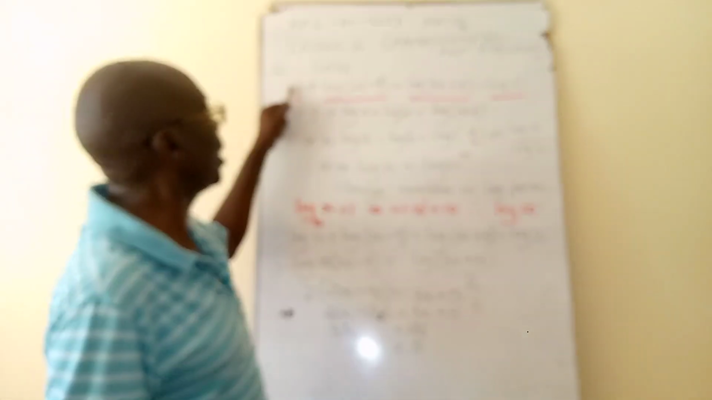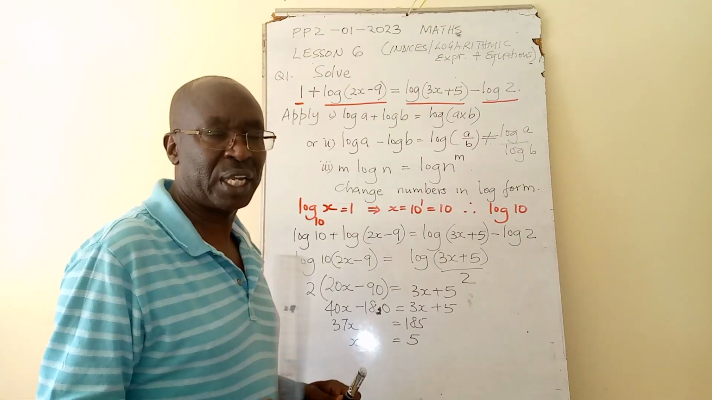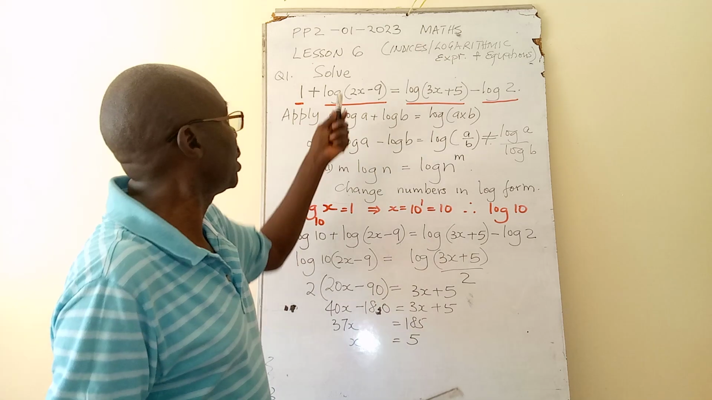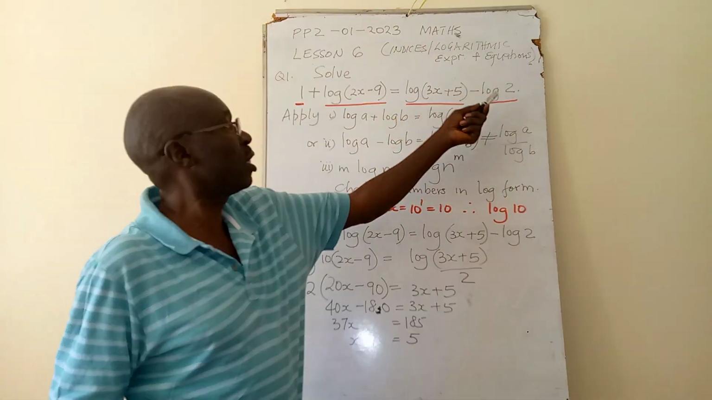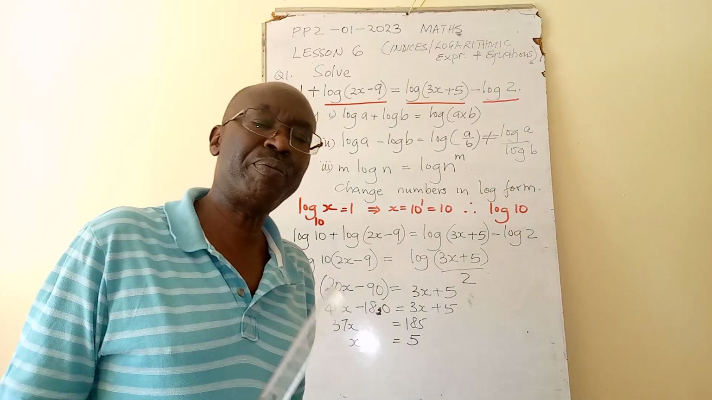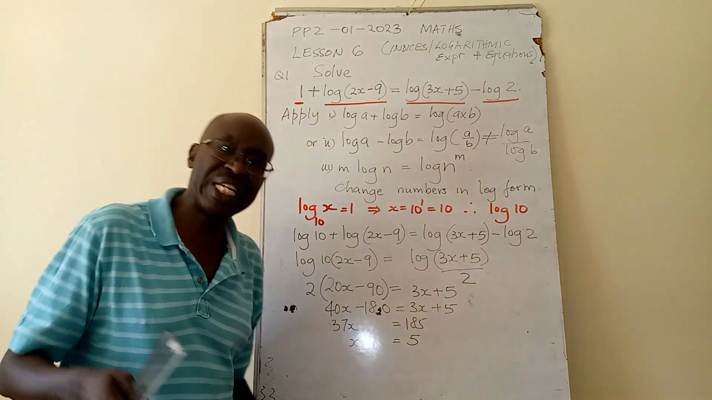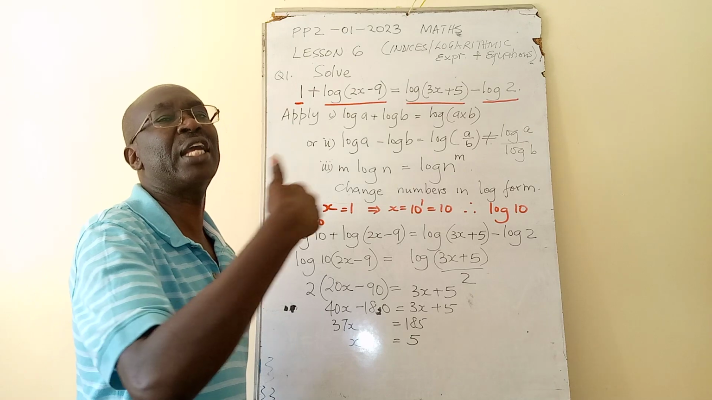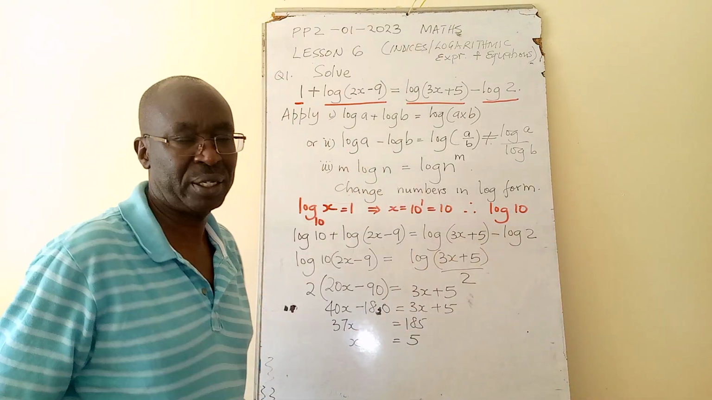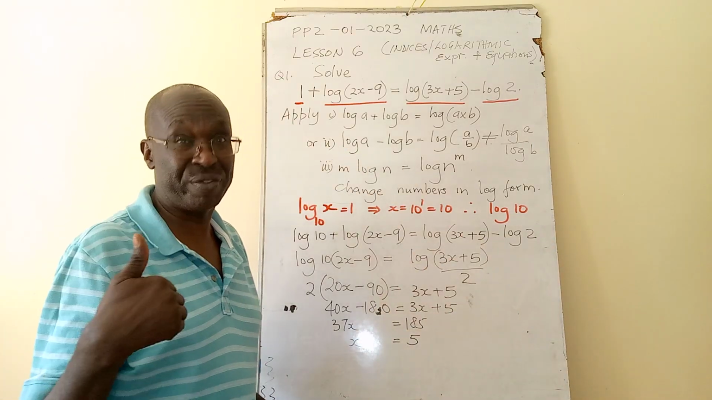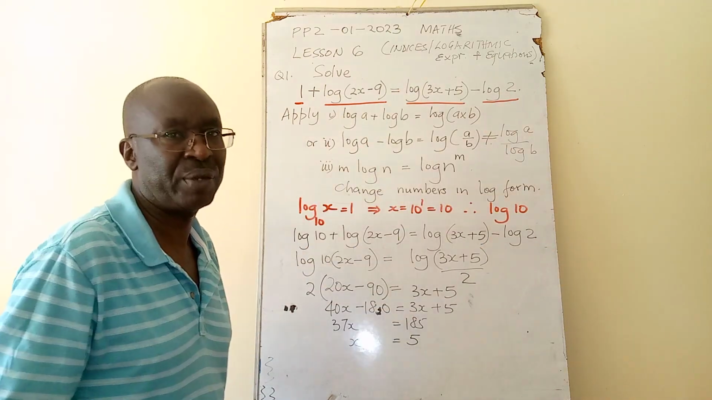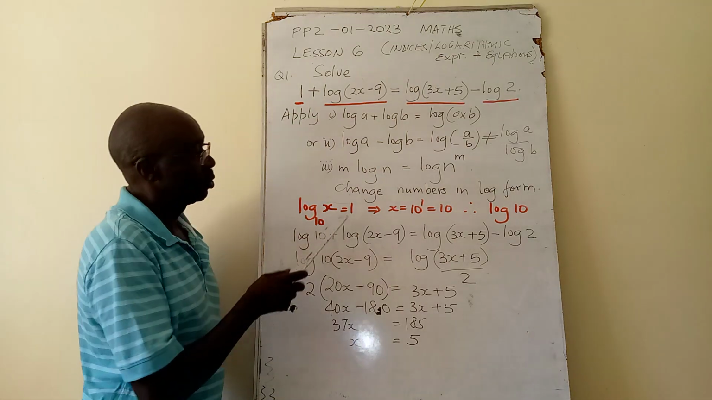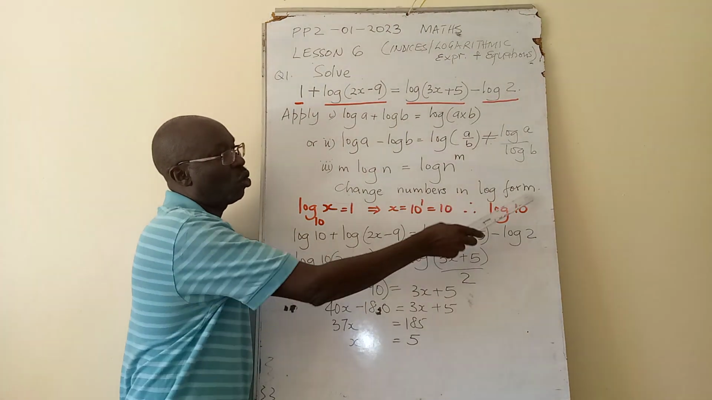We can see the first term is 1, it has no log. The second term is okay. The third term is okay. The fourth term is okay. Note, every term must be written in form of log something, without a coefficient. Log something without a coefficient. How do we do that? You change numbers into log form.